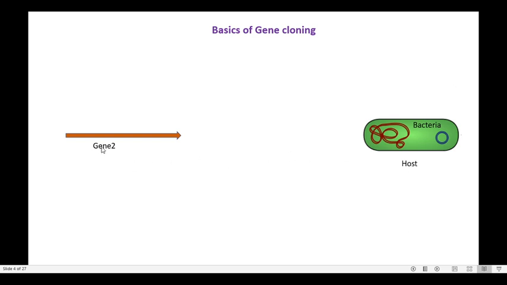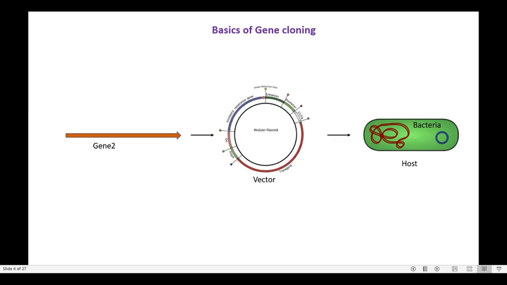So now this gene 2 needs to be transferred into the bacteria or the host. So how will we transfer it? To transfer, we need a vehicle which is known as a vector. So this is a vector. We have to insert this gene 2 into this vector and this vector can be transferred into the host where it will replicate and synthesize the protein.